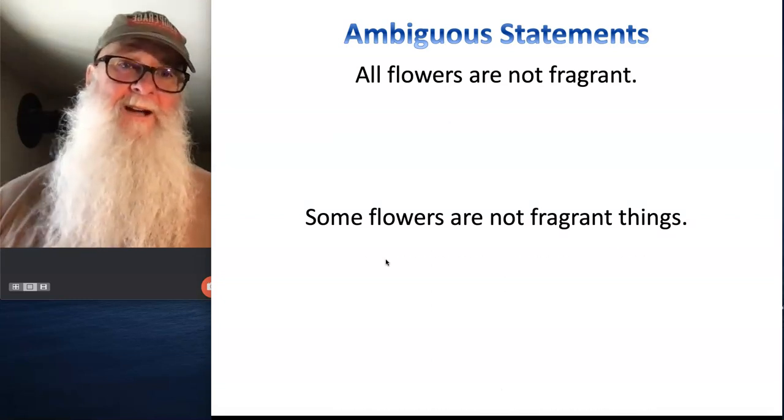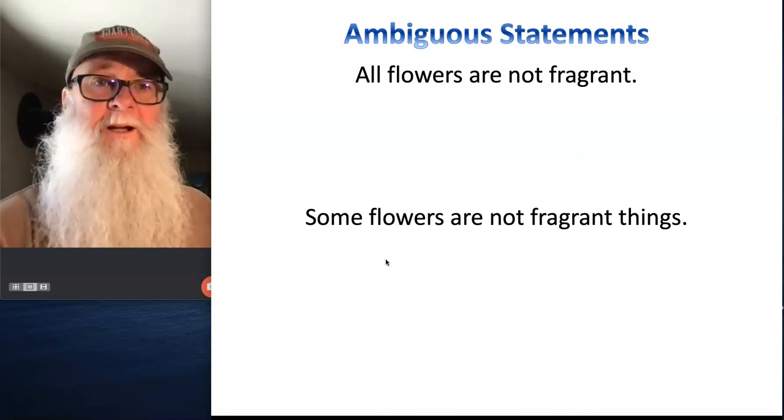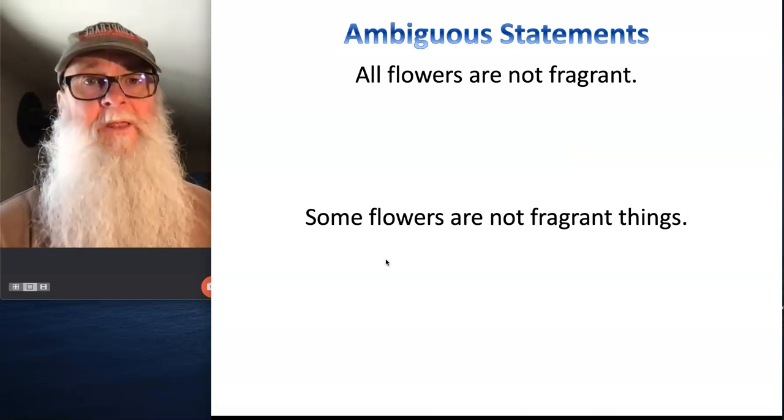I think we would argue that it's the latter. I think what this person is trying to say is that some flowers are not fragrant things, and so we translate this statement that way.